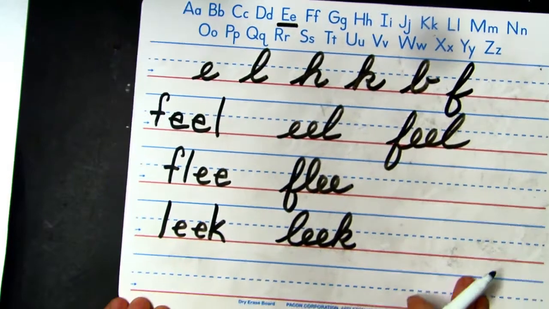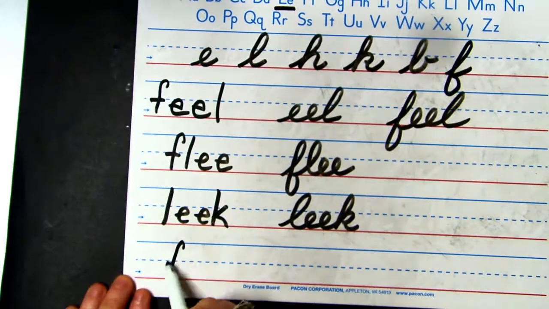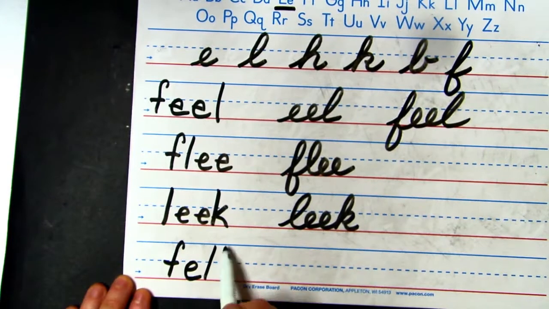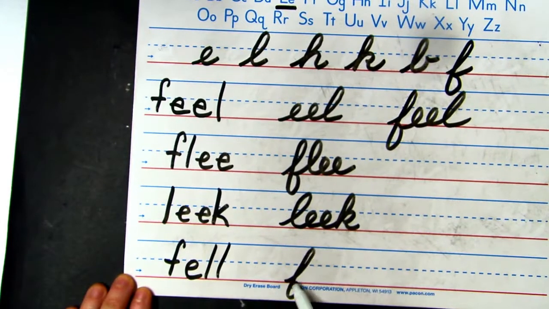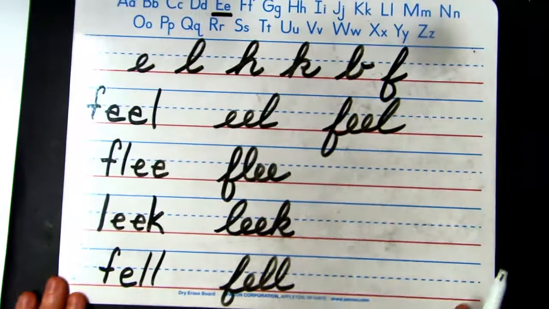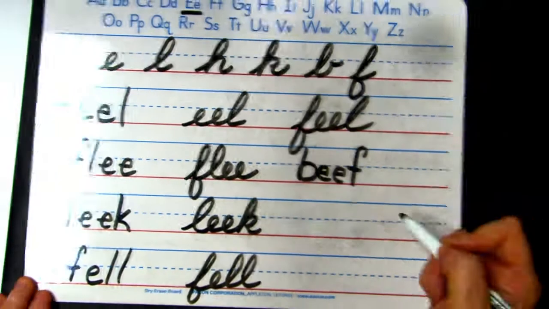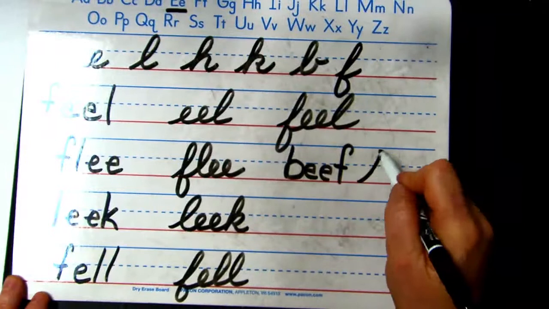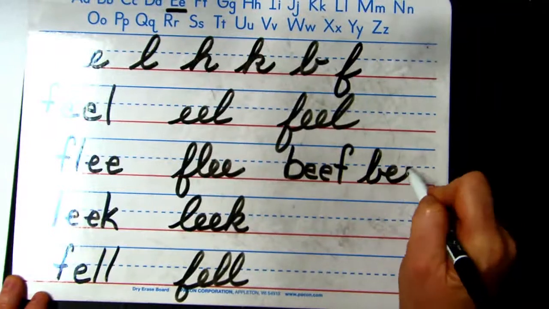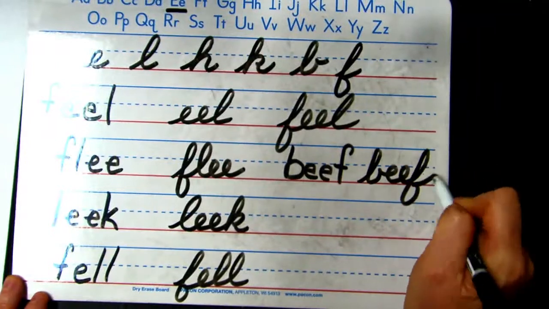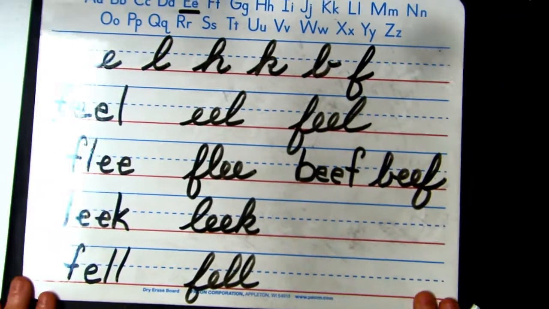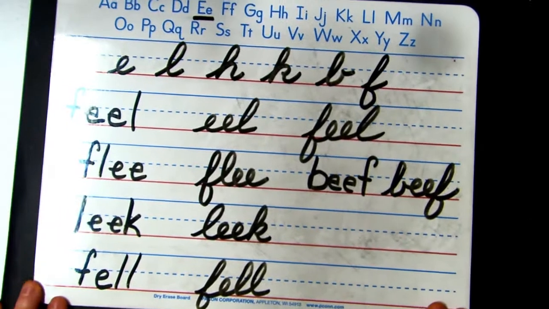If you are riding your bicycle and you hit a rock, maybe you fell. F-E-L-L. If you're having a hamburger, you might have some beef in that hamburger. So here's B-E-E-F. All right. And maybe you can think of a few more letters, or a few more words rather, using these letters.